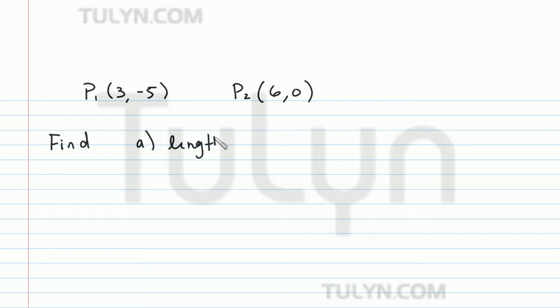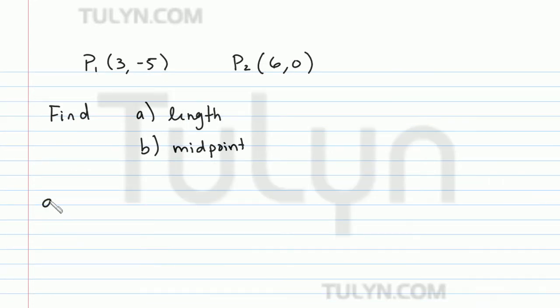So say you're given these 2 points, P1, which is at coordinates (3, -5), and P2, which is at coordinates (6, 0). And I want you to find the length of the line segment with these endpoints, and I want you to find the midpoint of this line segment. So we're assuming that these are the endpoints of a particular line, and we want to find the length and the midpoint. So let's first find the length.